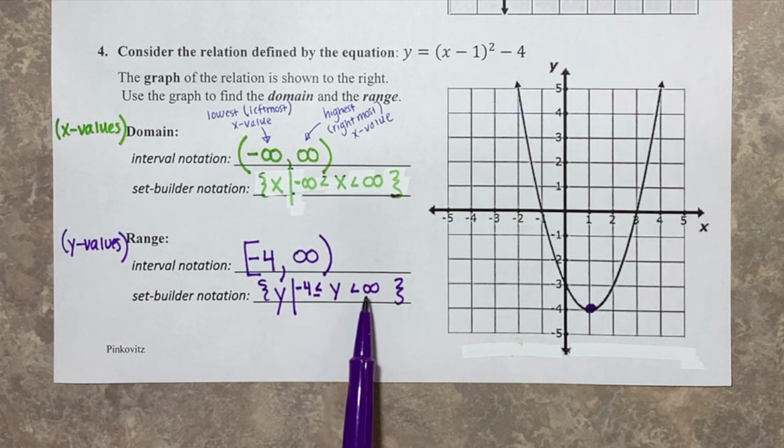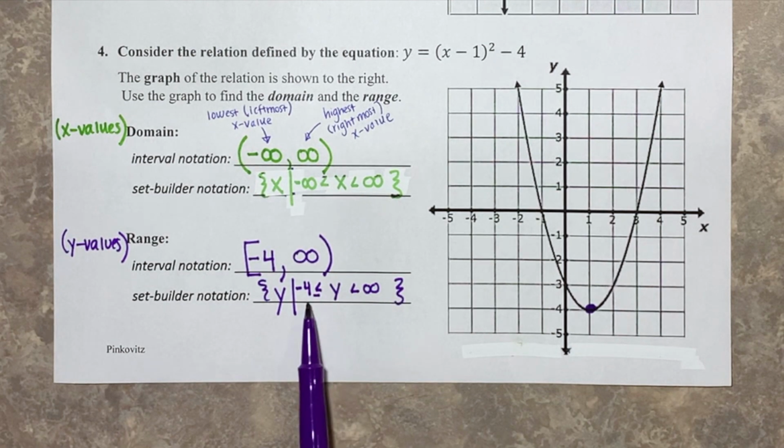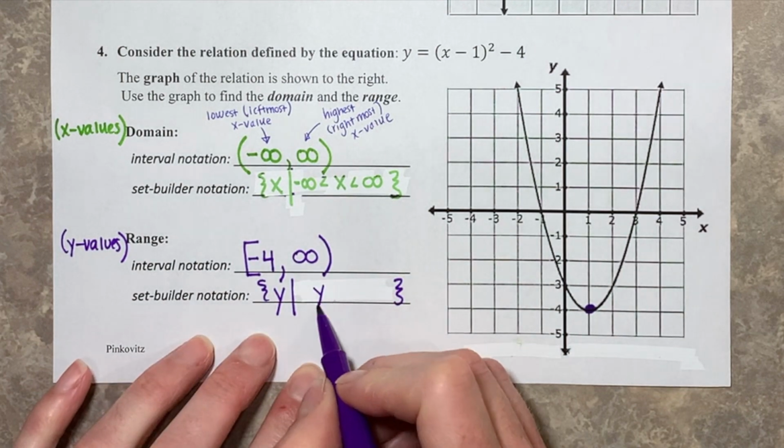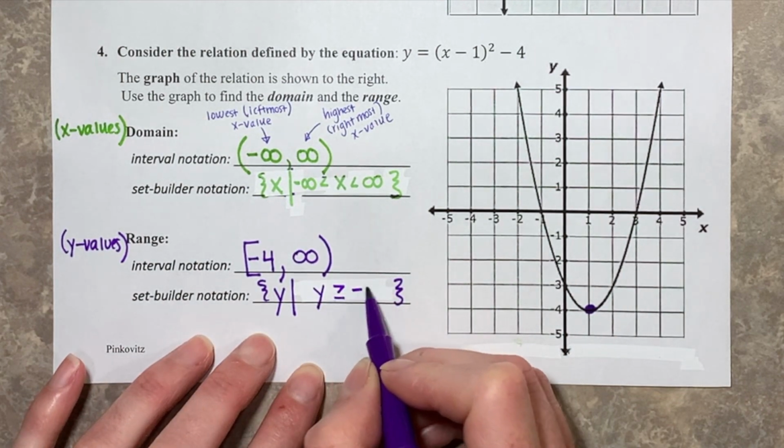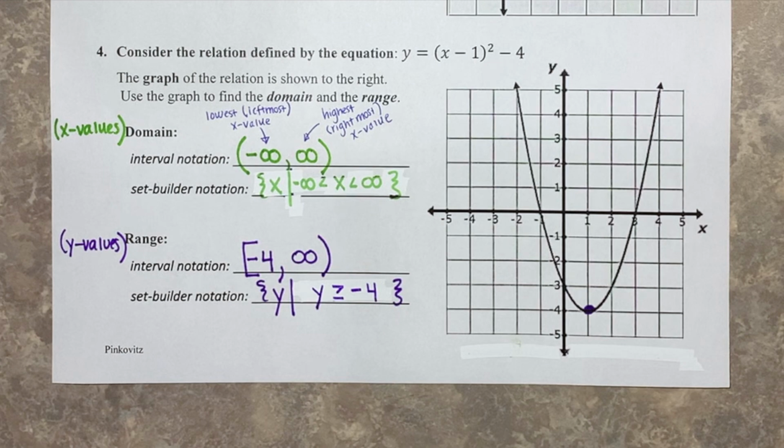This is mathematically correct, but there's a simpler inequality we could use to show that our y values are between -4 and positive infinity. We could say that our y values are greater than or equal to -4. That means the same thing, and writing it this way is a little bit simpler.